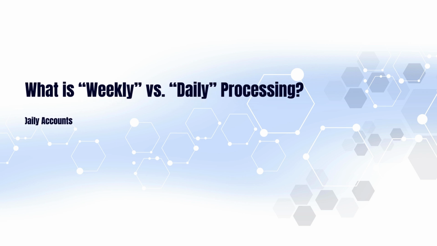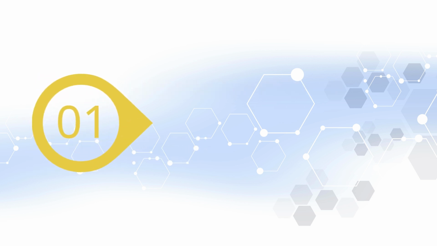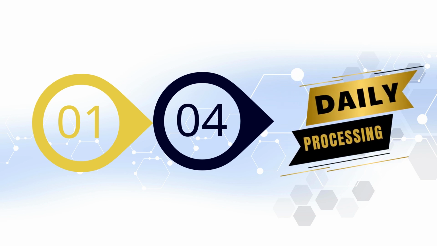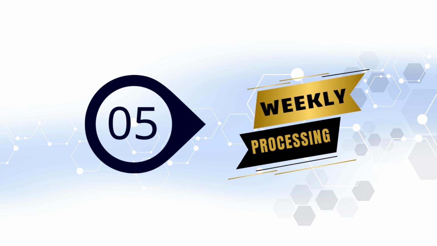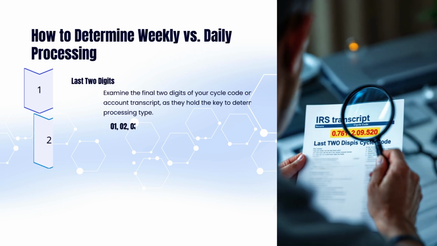What is weekly versus daily processing? Tax returns can either be processed daily or weekly, and knowing the difference can really help you understand when updates are likely. If the last 2 digits of your cycle code are 01 to 04, your return is processed daily, meaning you'll likely see frequent updates. If your cycle code ends in 05, it means your return is on weekly processing, so you'll only see updates once a week. This helps you understand the frequency of updates you can expect from the IRS. Understanding this makes all the difference. Why check every day when you only need to check once a week?